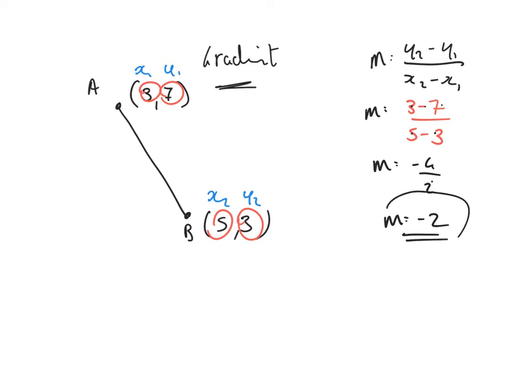Okay, now what we can see for the first time is that we get a negative result, and that's always the case for a line which slopes downwards from left to right. So a downhill slope, you always get a negative value for the gradient. So the gradient is minus 2. That's example 1. Let's look at an example 2.